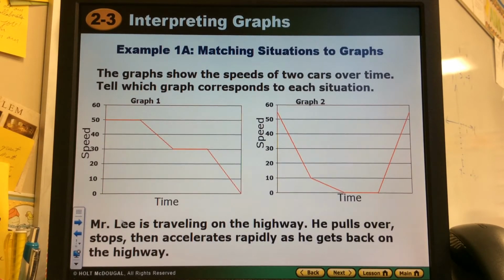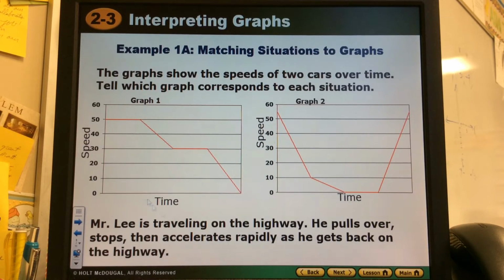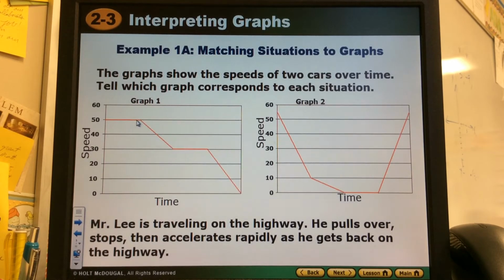So it says Mr. Lee is traveling on a highway. All right, now here, if he's traveling on the highway, right now he's going 55. But notice, as time ticks away, his speed is getting slower and slower and slower. Now, it never says that. It also, here, he's traveling at a constant rate of 50 miles per hour. So he's either got his cruise control on or he's just able to have a good steady foot.